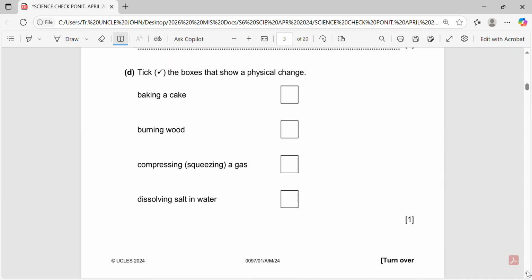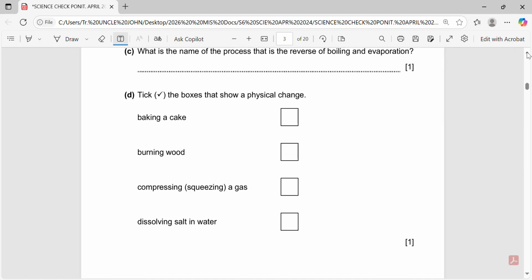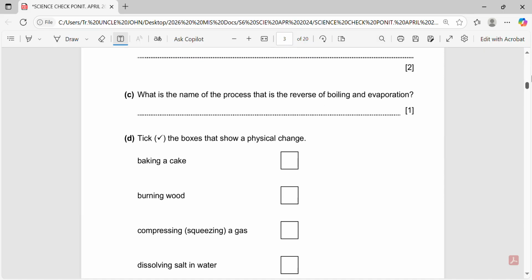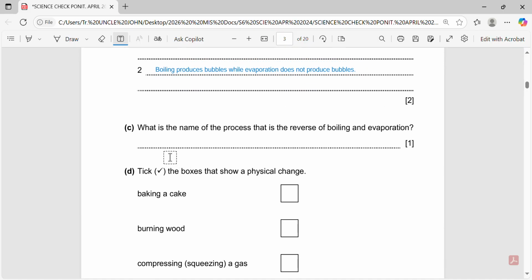C. Let's go to C. Question 2C. Let's read it together. What is the name of the process that is the reverse of boiling and evaporation? The name of the process that is the reverse of boiling and evaporation is condensation.